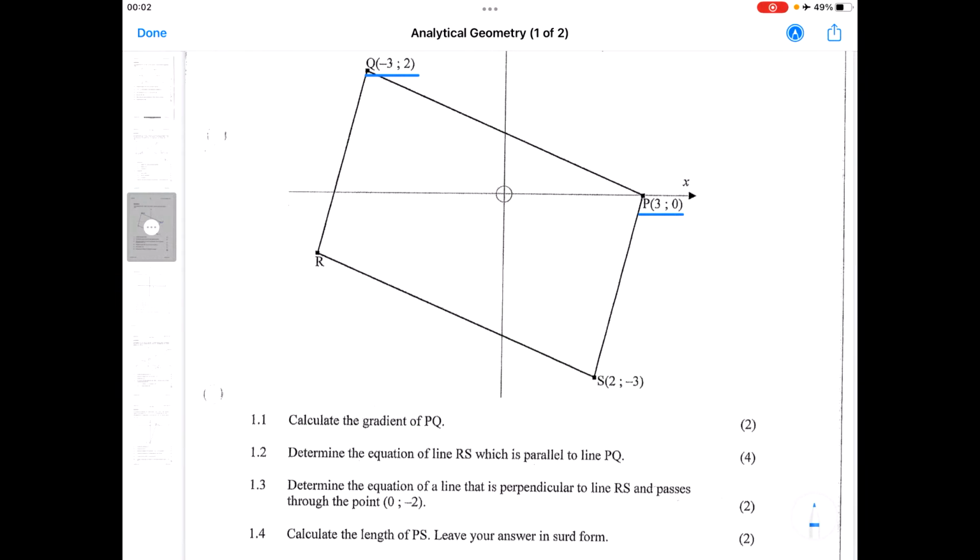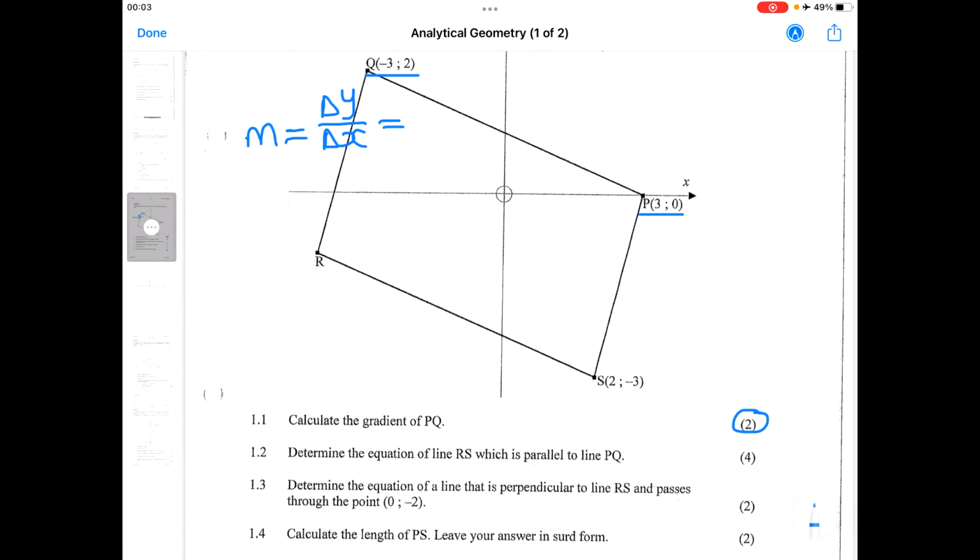It has to be an easy question considering that it is allocated 2 marks. You just need to pull out the gradient formula and you substitute. Remember, analytical geometry, it's a game of two things. We know that the gradient formula says change in y over change in x. So from these 2 points, you will know what is your x value, what is your y value.